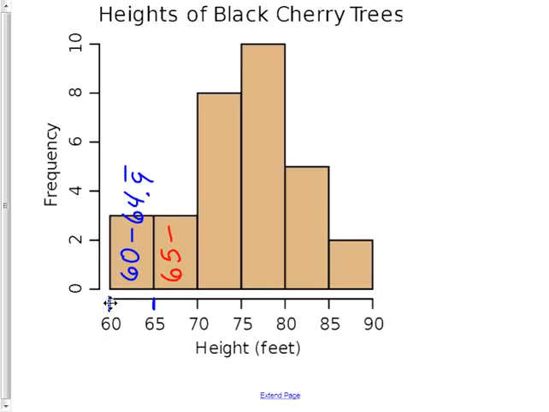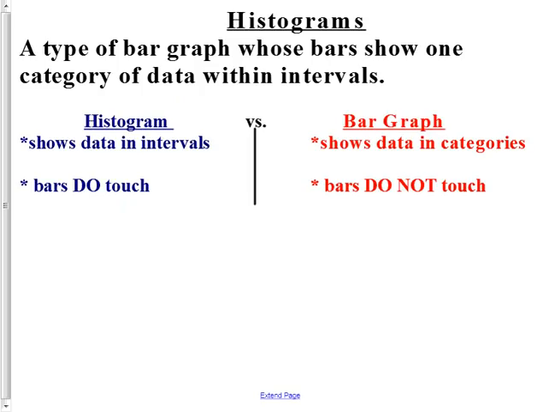So we would essentially say 69 and 9/10 with bar notation, so forth and so on. So this is definitely continuous data. So again, the main differences between histograms and bar graphs.